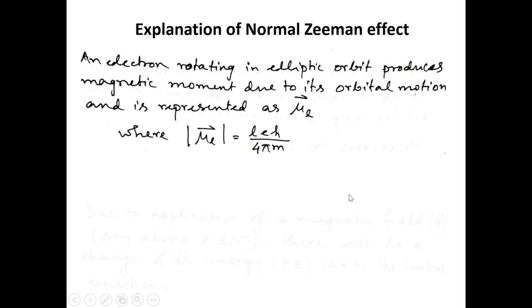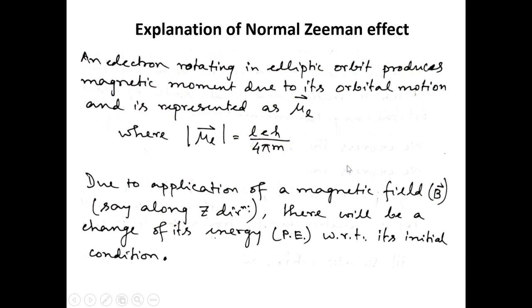As a magnetic field is applied, obviously the motion will be affected, and the change in its state from initial to final will give rise to the change in the potential energy for that charge.